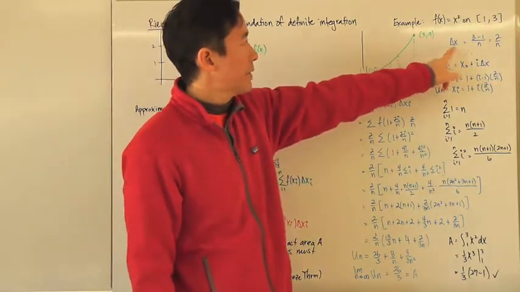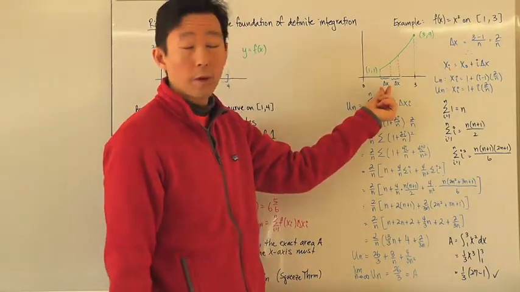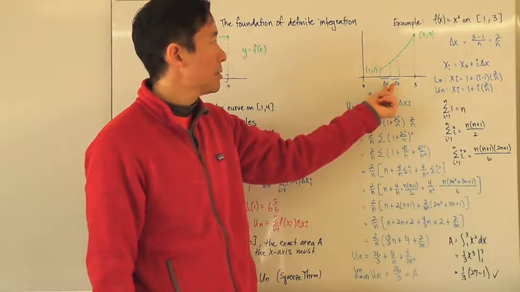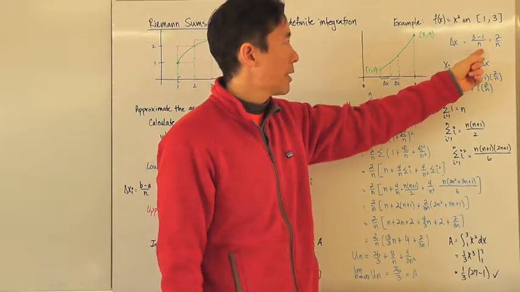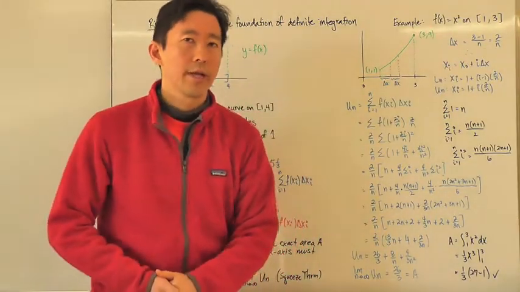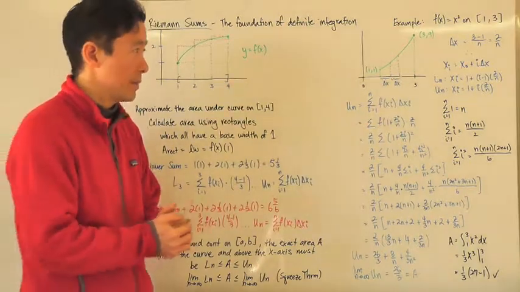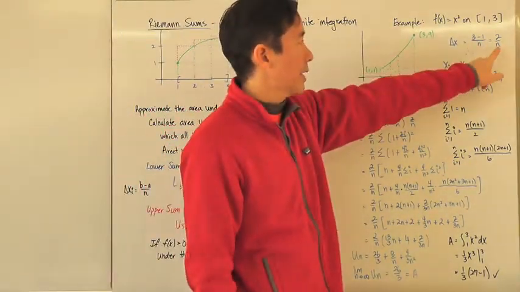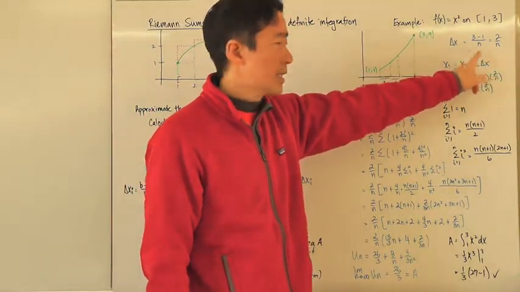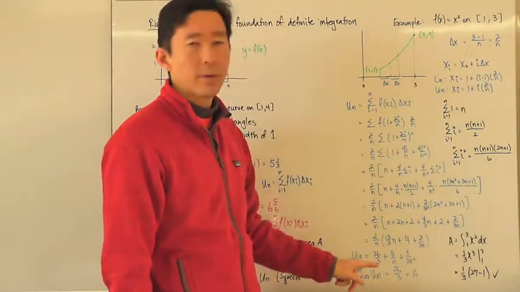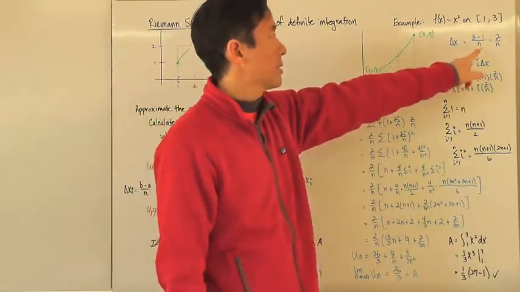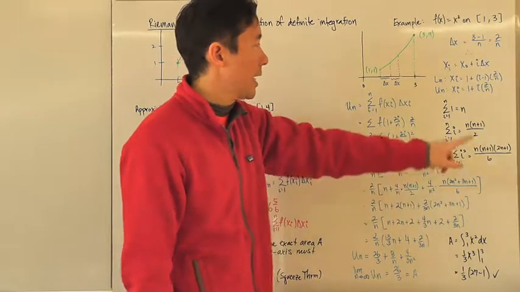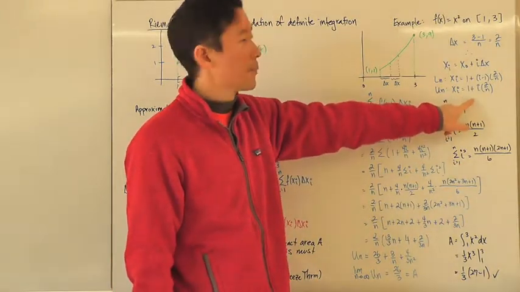So my delta x, or the width of every single one of these rectangles, is going to be 3 minus 1 divided by n, which is going to be equal to 2 over n. Now this is going to be absolutely key to get correct, because if you don't, then the algebra will all be wrong, and you're going to have a lot of headaches with that. So make sure that this is correct, and also make sure that this is correct as well.